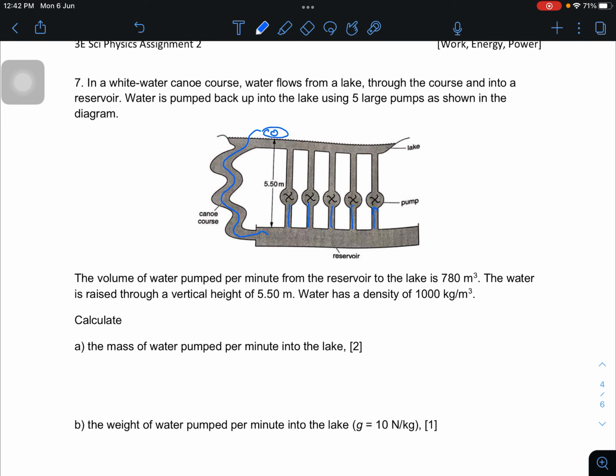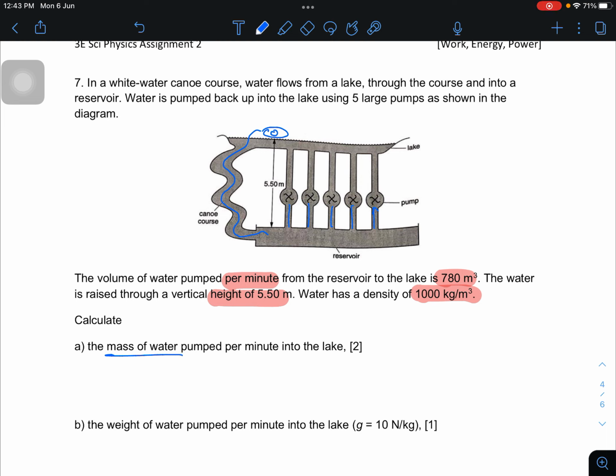The volume of water pumped per minute, 60 seconds, from the reservoir to the lake is 780 cubic meters. They gave you volume now. The water is raised through a vertical height of 5.5 meters. Water has a density, and they give you density. I don't know if any of you realize there is another topic introduced here. Calculate the mass of water pumped per minute into the lake.